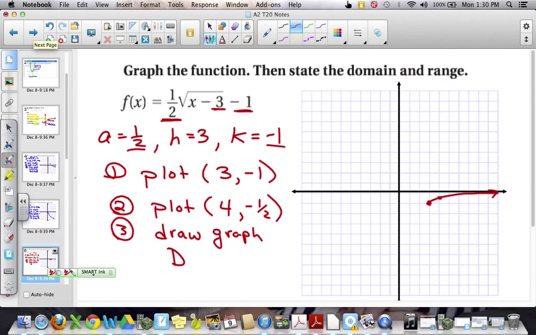Okay, finally the domain and the range. The domain is always from h to infinity, so 3 to infinity. And then for the range, now we open up because a is positive, so we're going to go from k, which is -1, to infinity for the range.